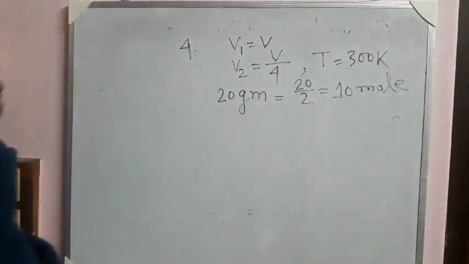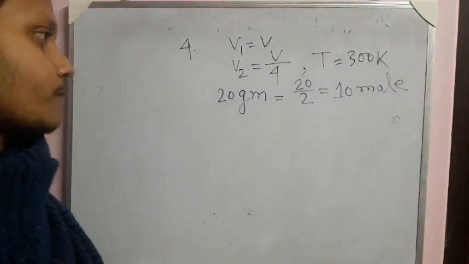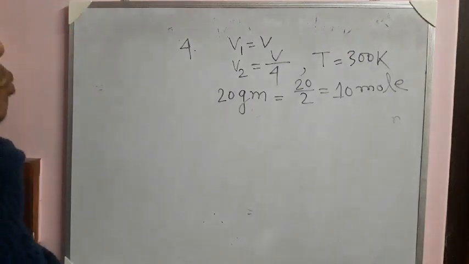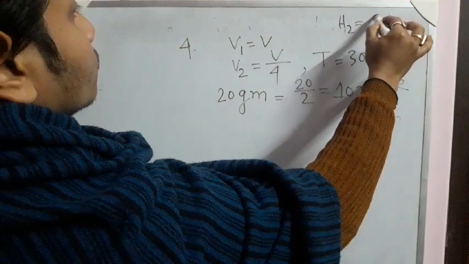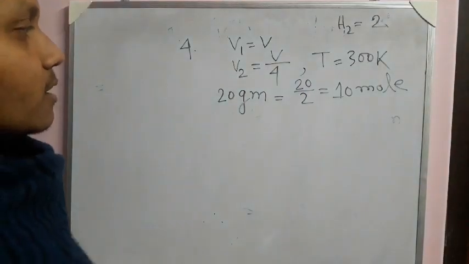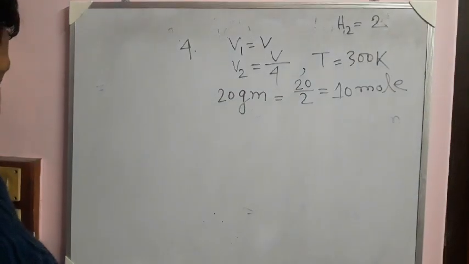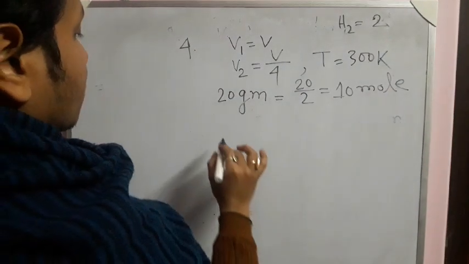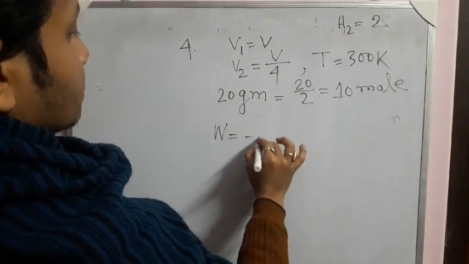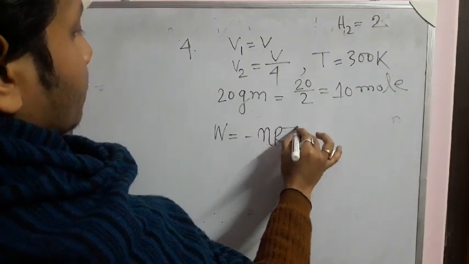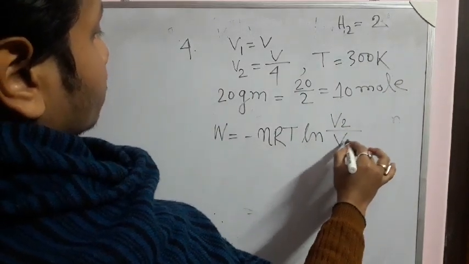20 gram of hydrogen means how much mole of hydrogen? That is 20 by 2, because for hydrogen the molecular weight will be 2. Okay, so 20 by 2, 10 mole. Now find the value of work done. So since the gas is compressed, we use a minus sign. And what is the formula? We all know the formula, nRT ln V2 upon V1.